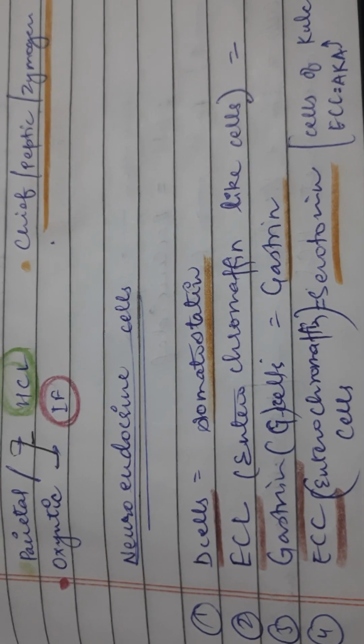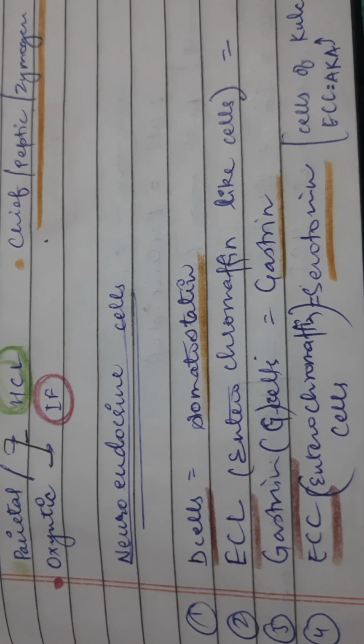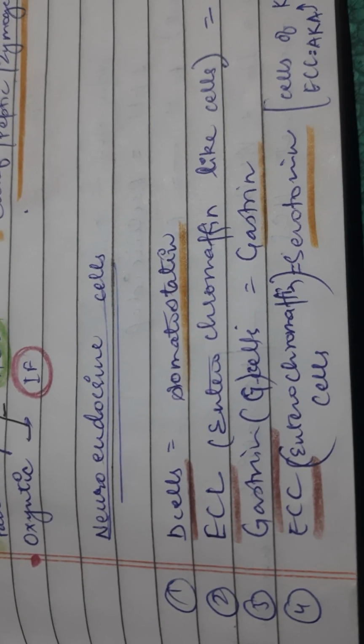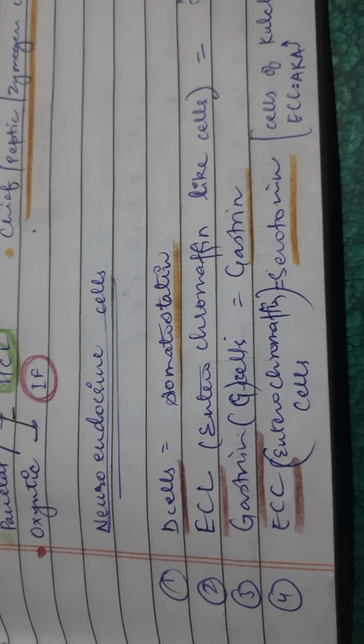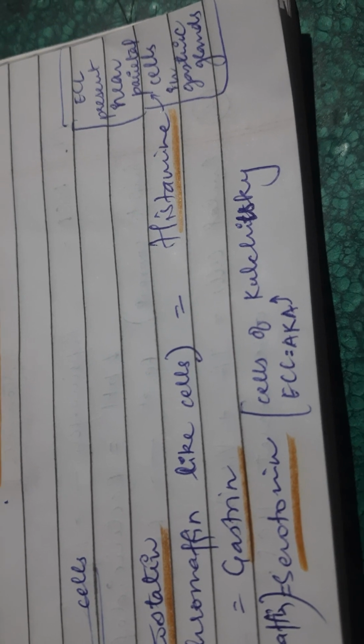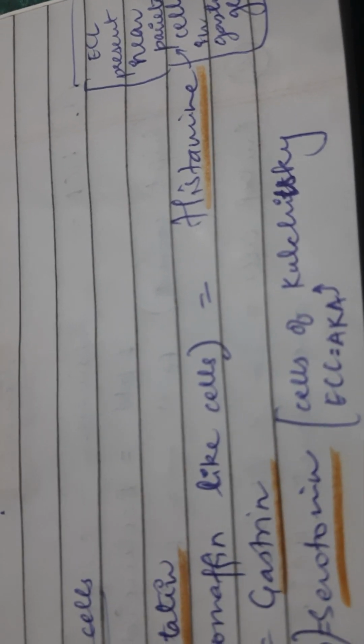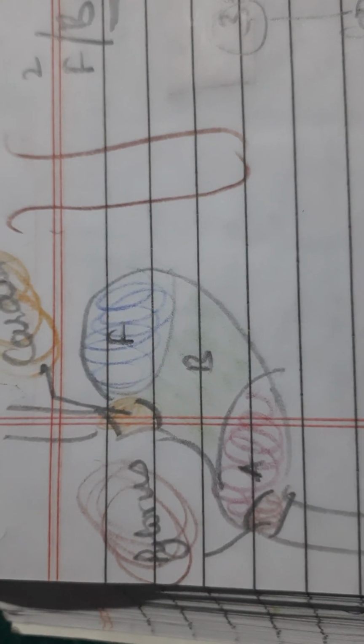Then gastrin or G cells produce gastrin. Then ECC, enterochromaffin cells, not like cells but enterochromaffin cells, produce serotonin. These cells are also called cells of Kulchitsky.